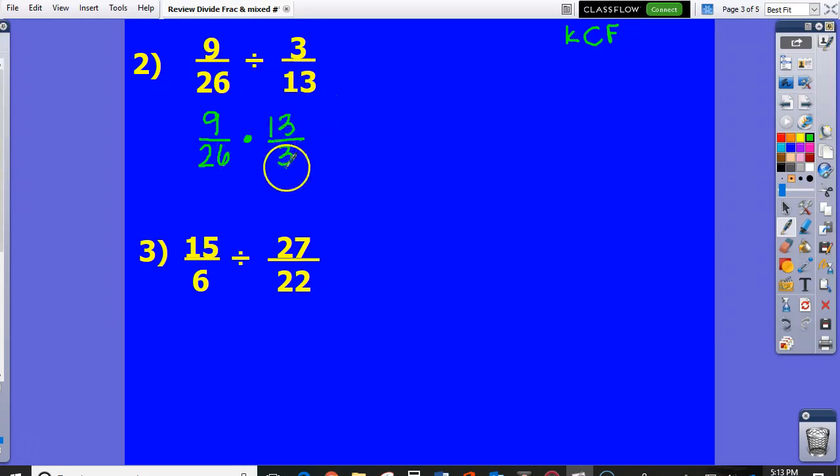Simplifying is not so fun, and a lot of times people don't simplify far enough. So all you have to do is look diagonally across. What goes into 3 and 9? Well, 1, obviously, but the larger number is 3. 3 goes into 3 one time.